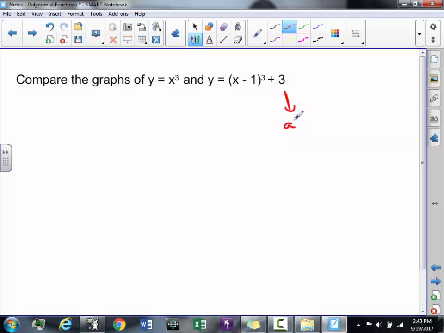Based on what we think we learned, what's that going to do? Is it going to move things in an up-down direction or side-to-side? Up-down, yeah. Take a guess. What do you think it's going to do if it's a plus 3? Let's move up 3, yeah. So I think it's going to move up 3.